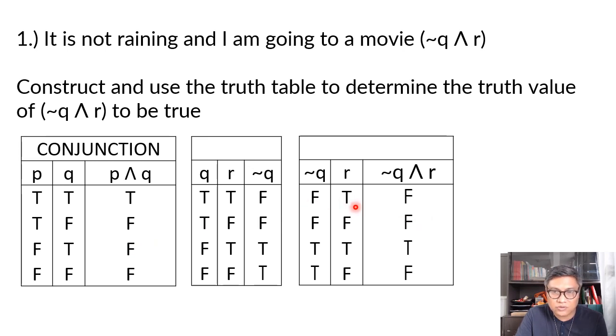So here, false and true is false. False and false is also false. True and true is true. Then true and false is false. So going back to the question, construct and use the truth table to determine the truth value of this compound statement to be true. Here we have four possibilities, and the only one that makes this compound statement true is when both statements are true. In other words, it is not raining should be true, and I am going to a movie should also be true, so that this entire compound statement is a true statement.